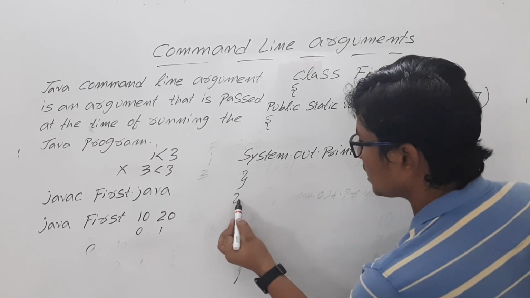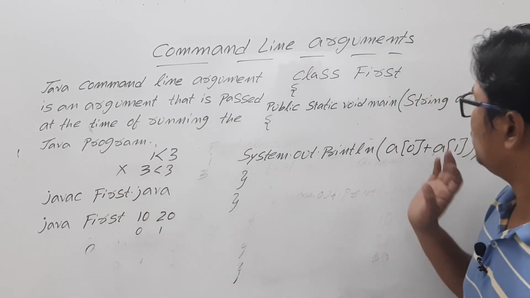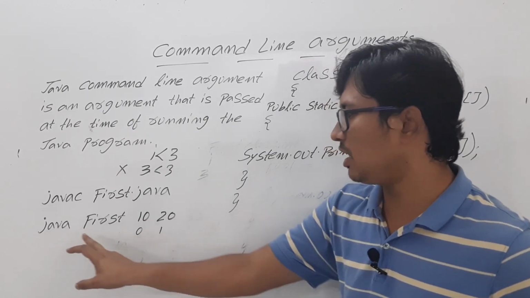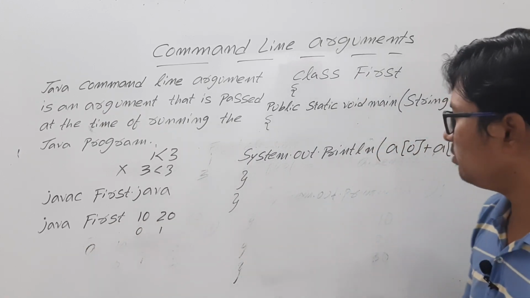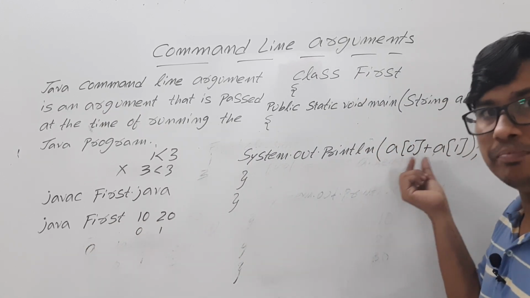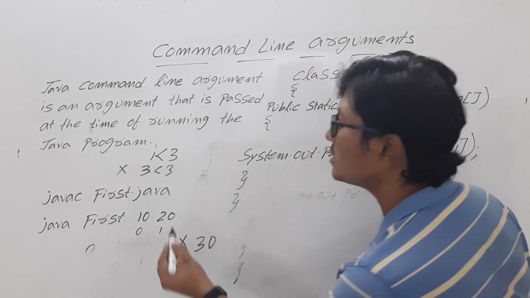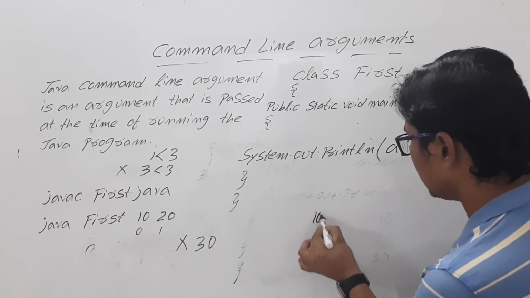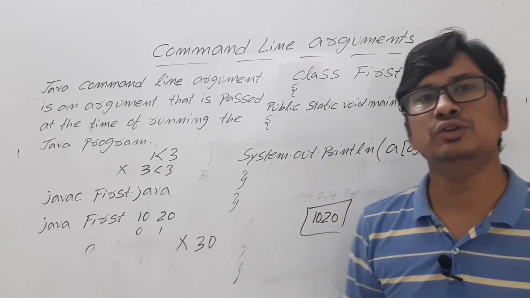I have closed the class. If I compile the program, there are no errors. If I run the program, java first, I am passing two inputs 10 and 20. A lot of people will think it will give 10 plus 20, which will be 30. If you are thinking like this, it is absolutely wrong. It will give you the output as 1020.